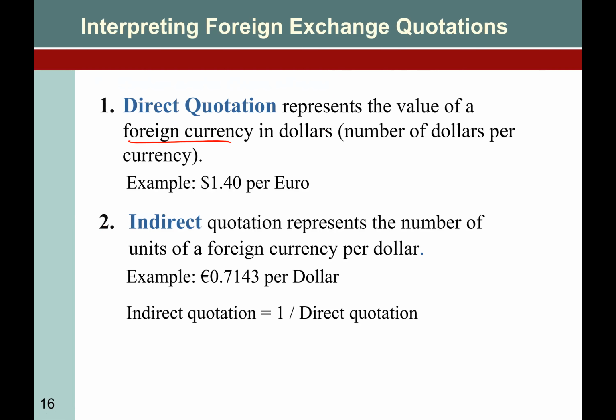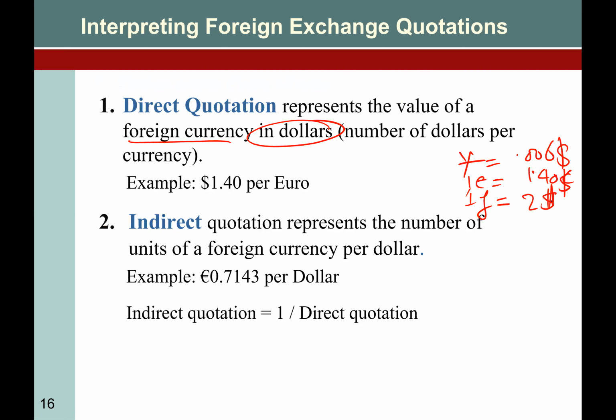...of a foreign currency in dollars, which means, sorry guys, everything is written in dollars. So for example, 1 yen is 0.006 dollar, right? 1 euro is 1.40 dollar. 1 pound is $2, right? So everything is in dollars. Everything is mentioned in the price, the price mentioned in dollars. We call this direct quotation, right?